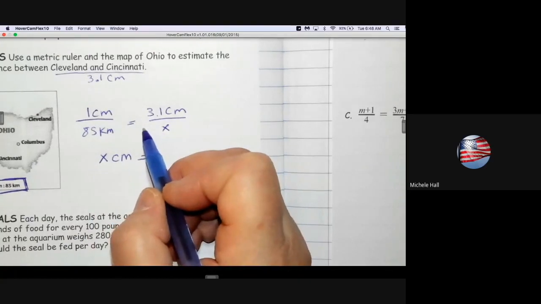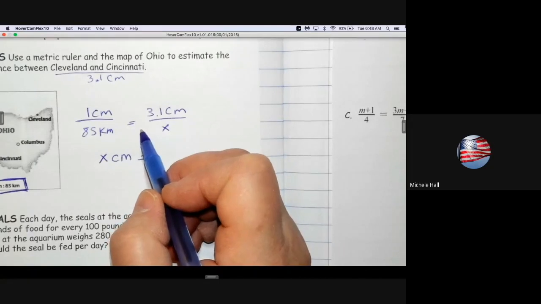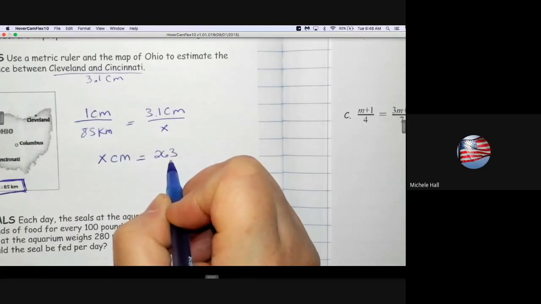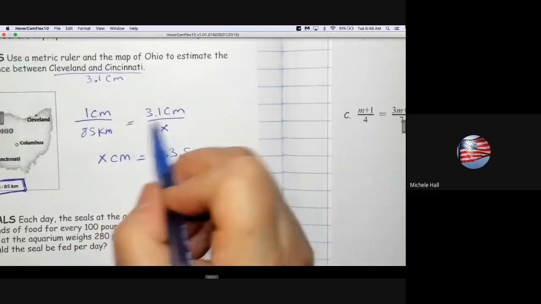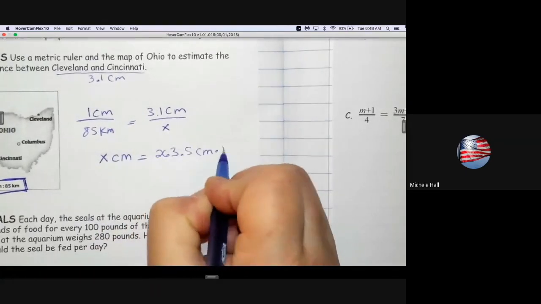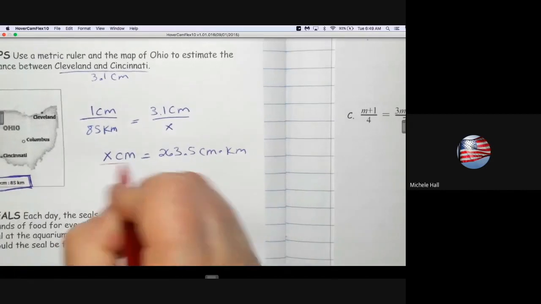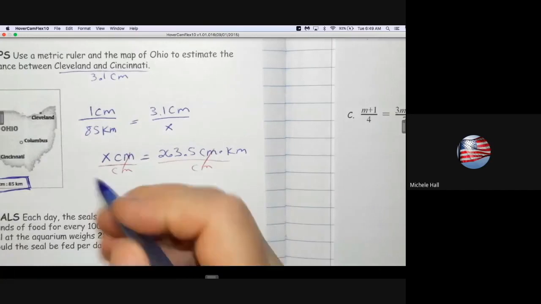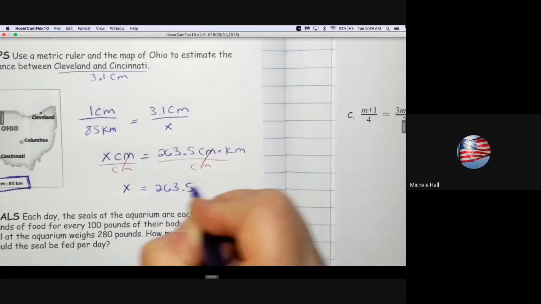85 times 3.1 is 263.5 kilometers in centimeters. Centimeters times kilometers. To get rid of your units, you could just divide those units out. Divide by centimeters. And you get that X equals 263 and 5/10 of a kilometer.